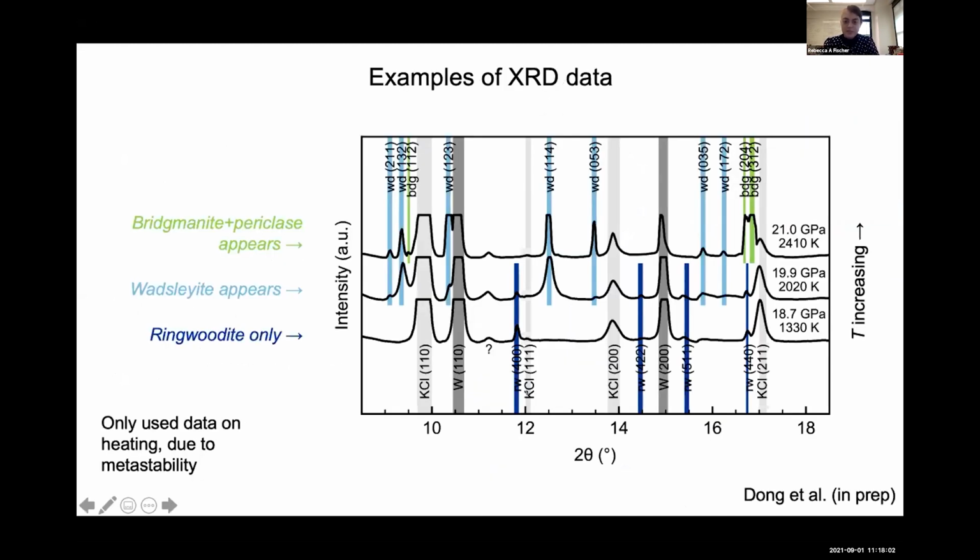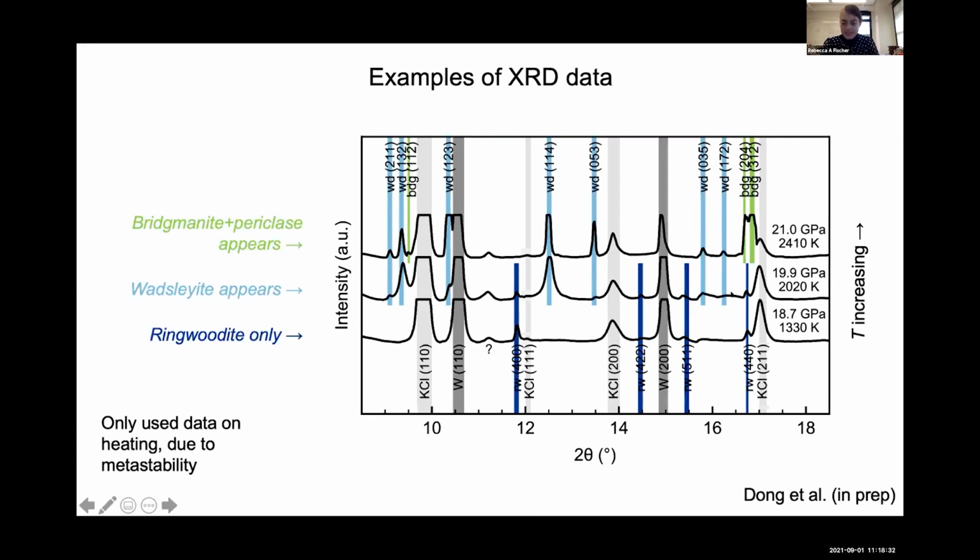This is an example of what some of our X-ray diffraction data look like. This is 3 patterns taken from the same sample, the same heating cycle at 3 different temperatures. So on the bottom is the coldest pattern. The peaks marked with light gray and dark gray are from the KCl and the tungsten. The peaks marked in dark blue are from ringwoodite. So in this pattern, we just see ringwoodite, so the phase identification is fairly straightforward.